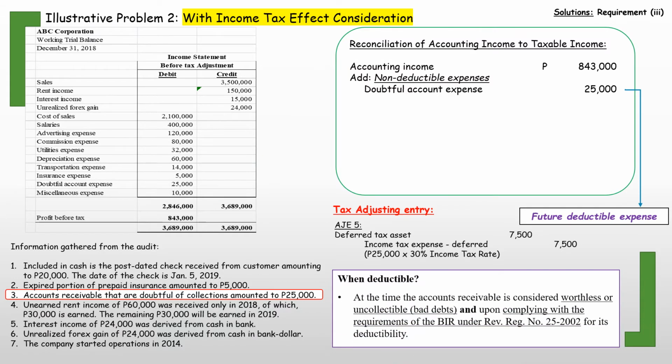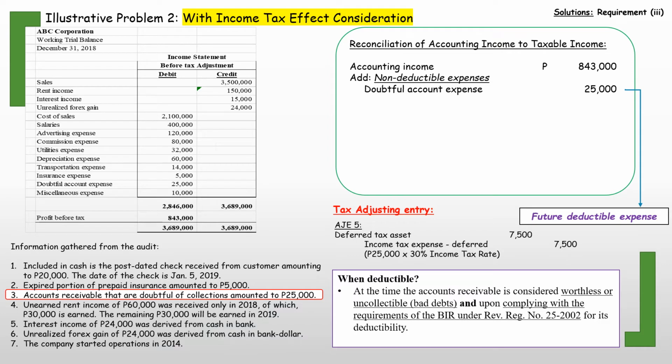When deductible? At that time, the accounts receivable is considered worthless or uncollectible, and upon complying with the requirements of the BIR under Revenue Regulation Number 25-2002 for its deductibility. In this case, the company should be able to demonstrate that the accounts receivable are indeed uncollectible with sufficient proof that all efforts to collect have been exhausted. So, dapat merong collection effort sa part ng taxpayer or company. Example is yung collection made through independent collection lawyer.